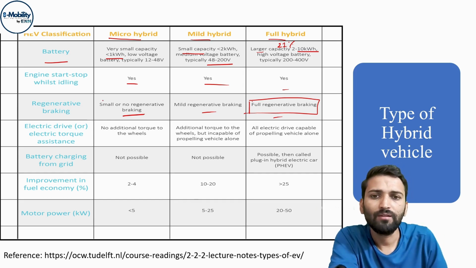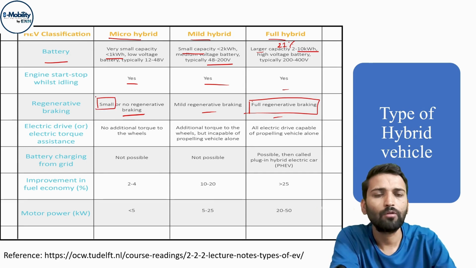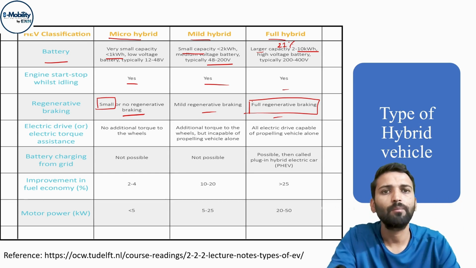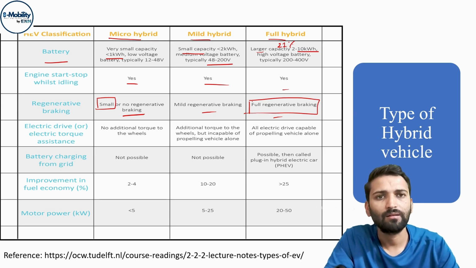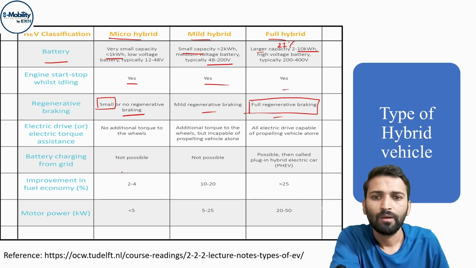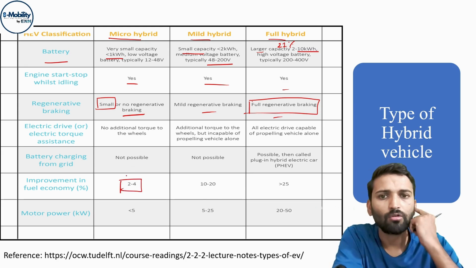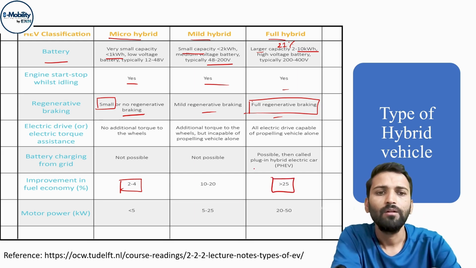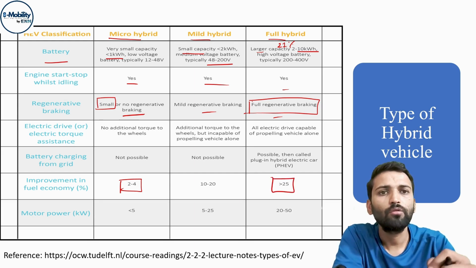In case of the small hybrid or the micro hybrid, the energy from the braking is so much that the battery size becomes a constraint, or the amount of energy which the battery can accept is very small compared to the braking energy. Also the improvement in efficiency is only 2 to 4% because the battery size is very small. Here in case of full hybrid we can achieve almost more than 25% efficiency improvement.